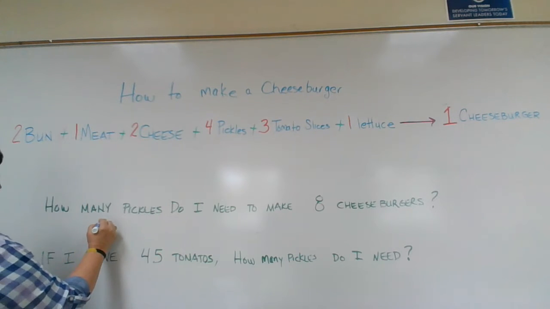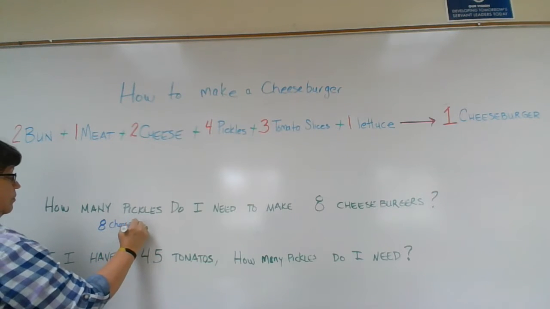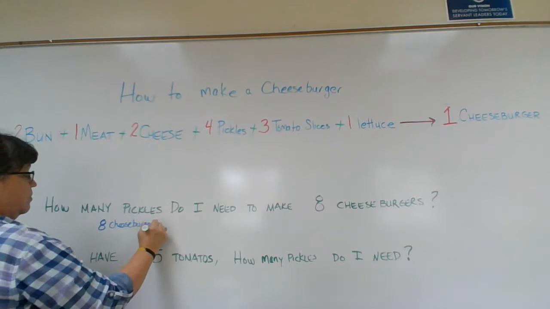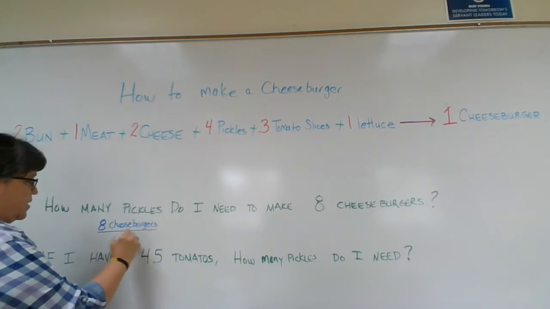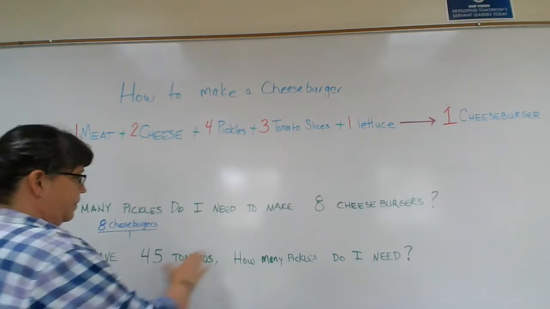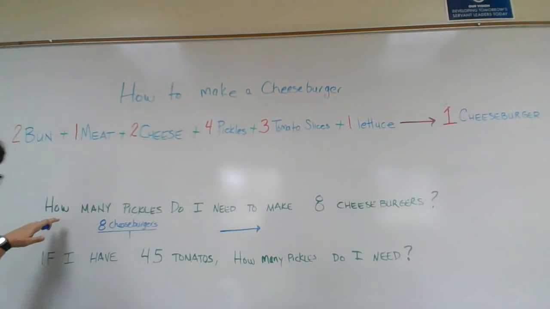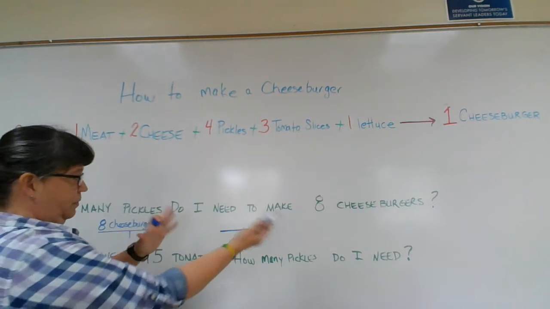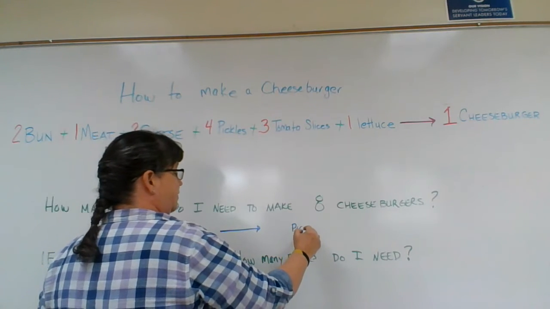So let's go with here. We're given 8 cheeseburgers. So I write 8 cheeseburgers in my numerator, and again, make a fraction out of it if you want. Put it over 1. And then my roadmap is what I want to convert to. And the question is, how many pickles? So that's where I'm going. So the number of 8 cheeseburgers is my given, and I want to know how many pickles I'm going to need.